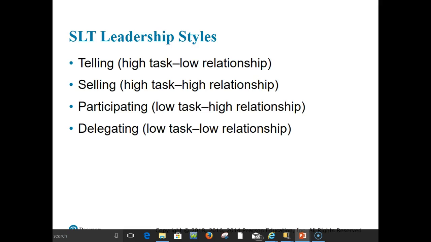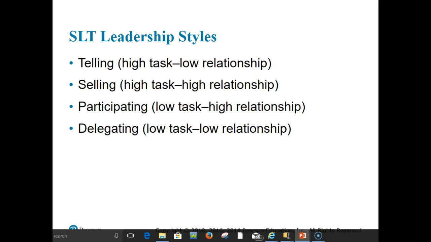Next is participating, that is low task, high relationship. The leader and followers share in decision making. The main role of the leader is facilitating and communicating. So not a lot of directing involved here because the task is low as far as difficulty. You don't want to micromanage.